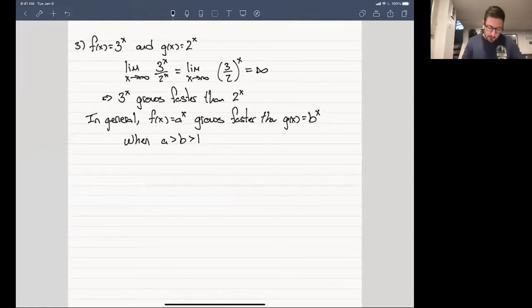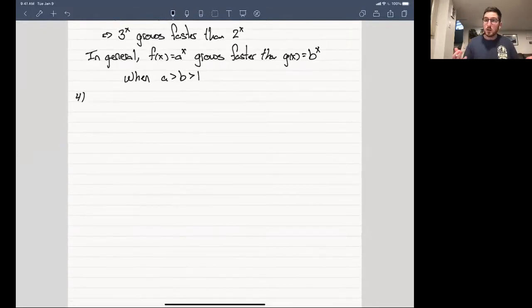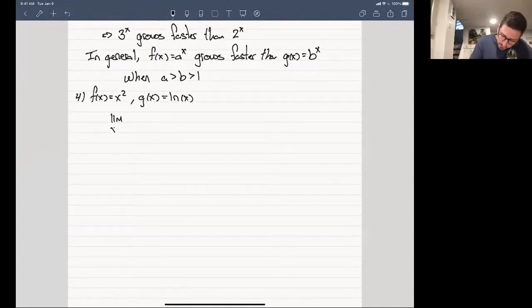Okay, so how about the logarithms? I said to you at the beginning here that the logarithms grow slower than anything else. They're the slowest growing functions that we have a precise name for. So how do I see, for example, that maybe x squared grows faster than the natural logarithm? Well, let's plug this into our limit.